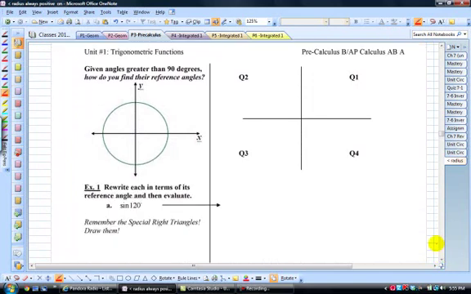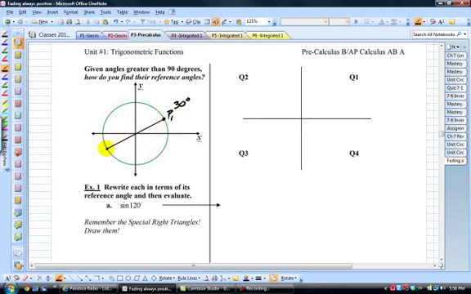Now, when the angle is greater than 90 degrees, how do you find the reference angles? How do you do it? So let's go through a little activity here and try to develop the ideas. I'm going to draw a 30 degree angle here to the best of my ability. Let's see here, 30 degrees, right about there. So we'll call this point P1, which is at 30 degrees.